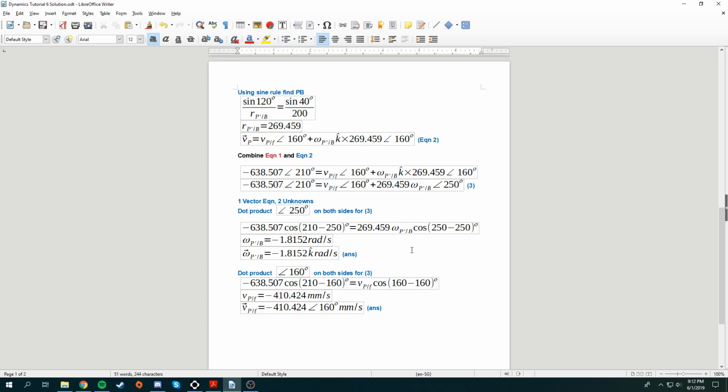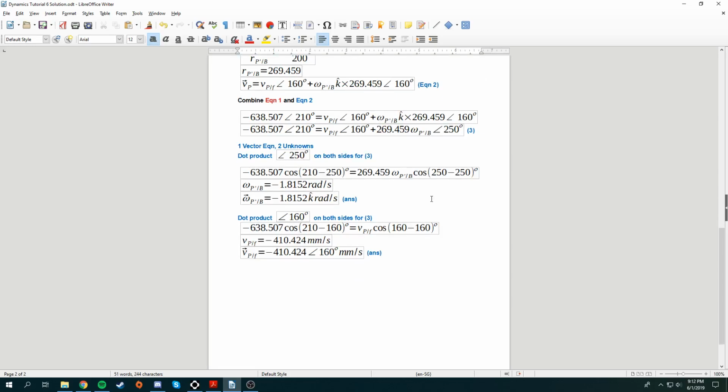So to find omega P prime from B, I just do dot product 250 degrees for both sides, and then very simply I can remove VP from frame, and I can find omega P prime from B ends up being negative 1.8152 radians per second in the K direction. Okay, and this is also the same as omega B.